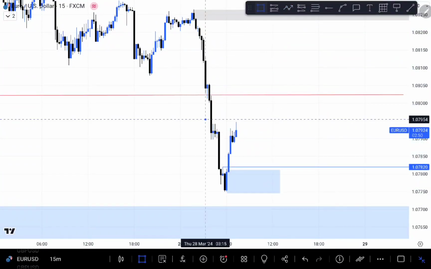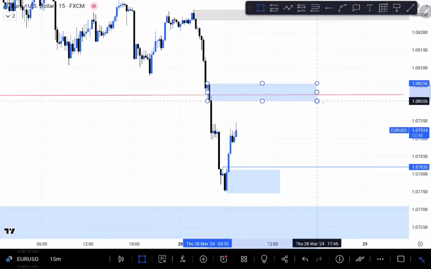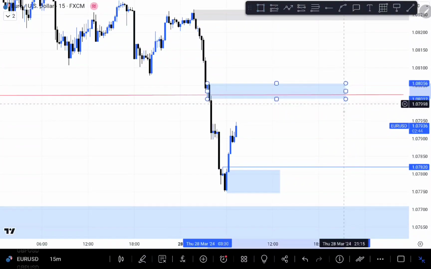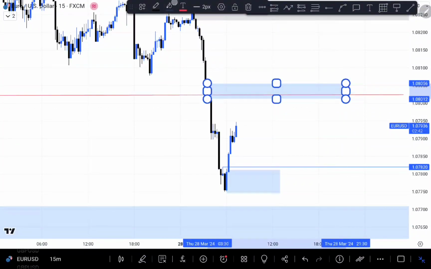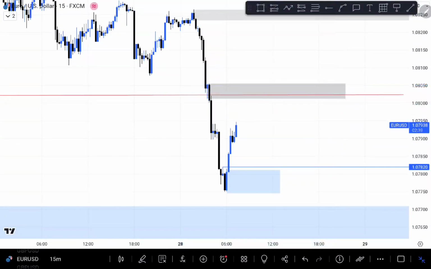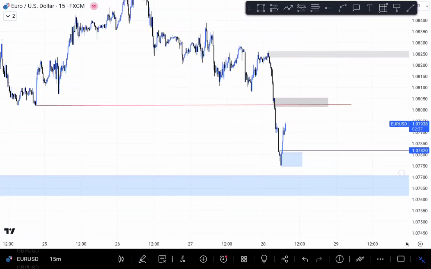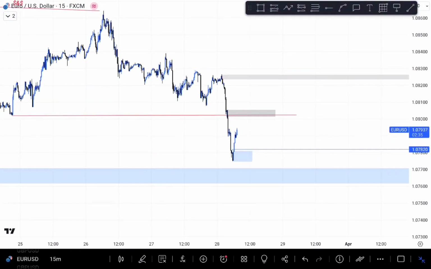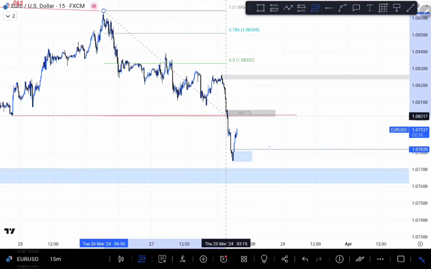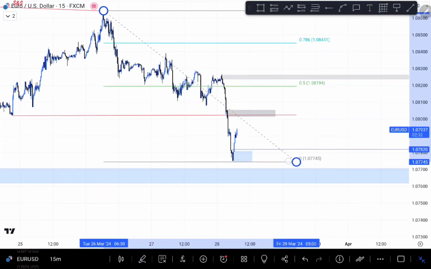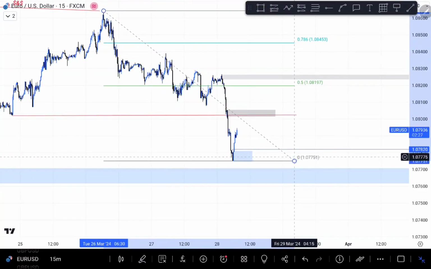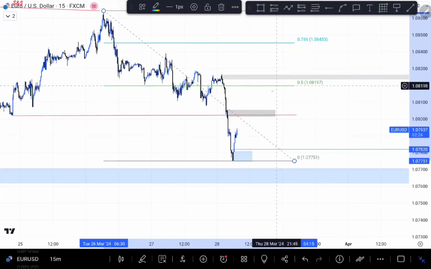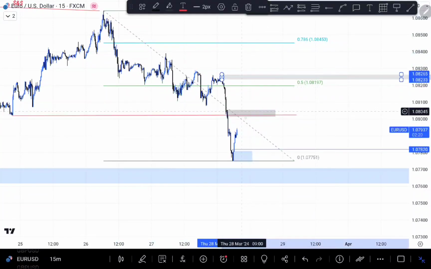Let me mark this one too. Alright, I'll mark it with green. Alright, but if we see that this leg, yeah, so our 50% lies somewhere here, so it's better to look for shorts from here rather than from here.